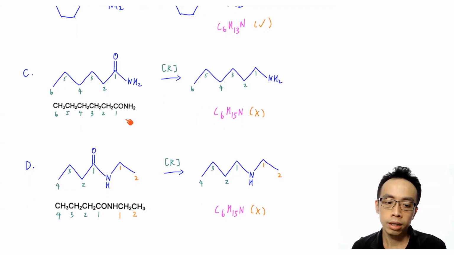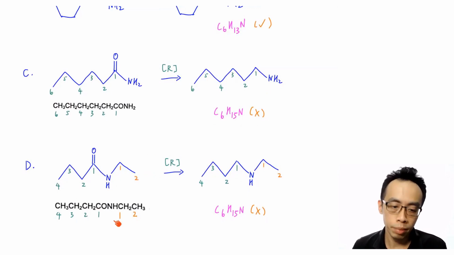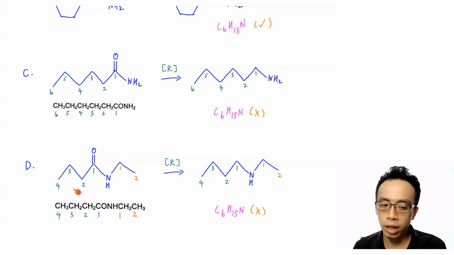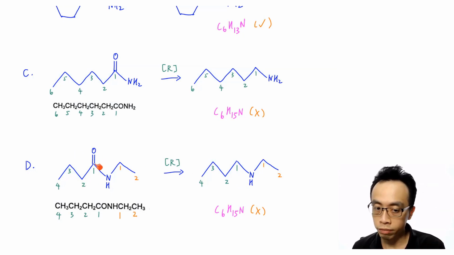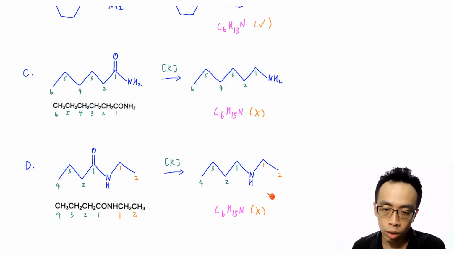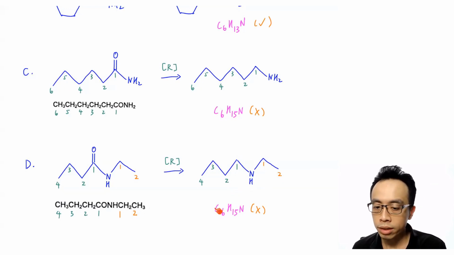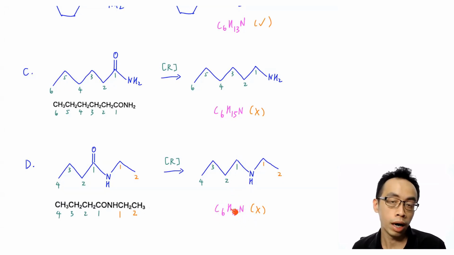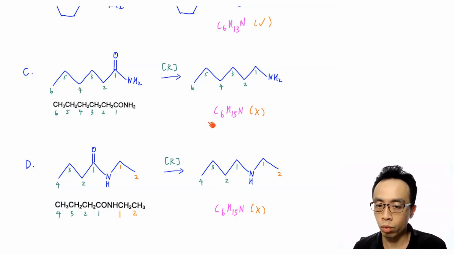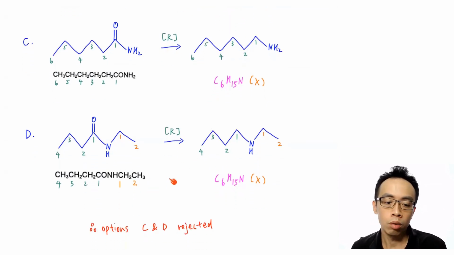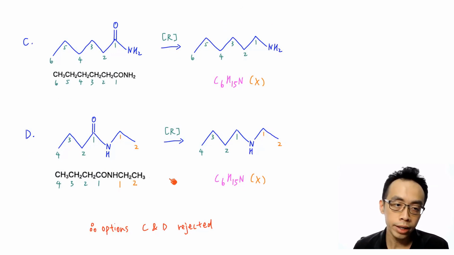Involving D, this is again an amide functional group. Again, it's better to draw out the structure, either the skeletal formula or the display formula, so it's easier to visualize the reaction. The idea of the reduction is the same. You take away the oxygen, convert the carbon to a CH2, and the product will be something like this. I'll end up with a secondary amine. Working out the formula, it will also be C6H15N. The number of hydrogen is not consistent with what the question wants. This means that I can eliminate options C and D. I will reject these two. Then for the second reaction, I need to focus on compound A and compound B.